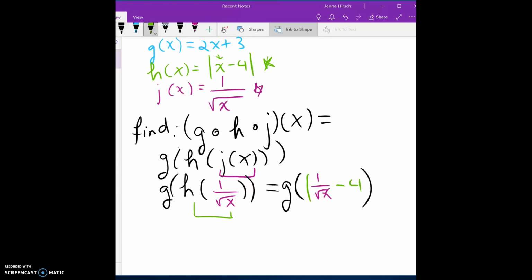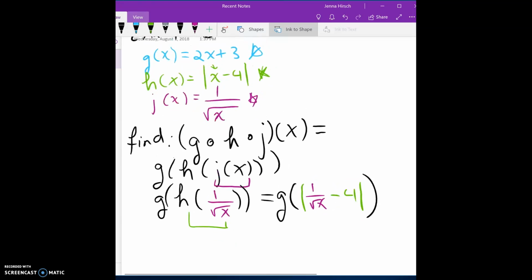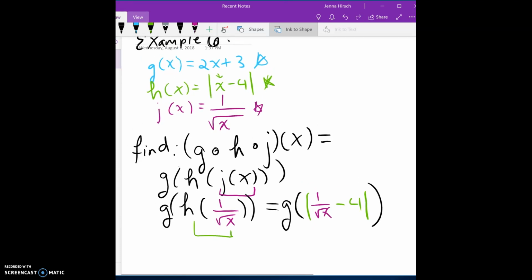The last thing that we have to do over here is we have to take care of our G function. Okay, so what does G tell us to do? G is telling us that every time I see an x in my G function, so let's go back over here to our G function, which is this guy in blue, every time I see an x in our G function, I'm going to replace that x with the absolute value of 1 divided by the square root of x minus 4.